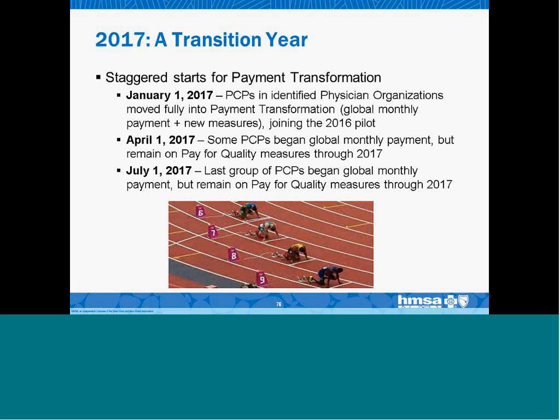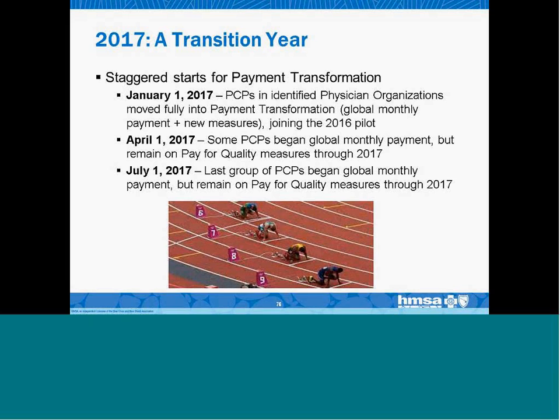In April 2016, we started our payment transformation pilot with about 120 physicians, and it's been a time of learning. We've received a lot of feedback from physicians and their staff, and we're continually refining the payment transformation program. This year, we're adjusting the implementation schedule, which allowed PCPs to move a little slower into payment transformation. So we have two key components to the payment transformation program. First was the adoption of the global monthly payment, and the second part is the transition to the new payment transformation performance or quality metrics.